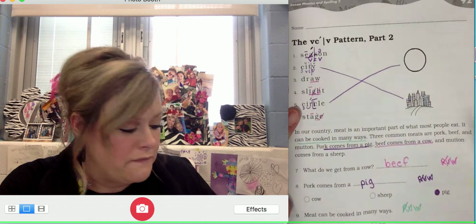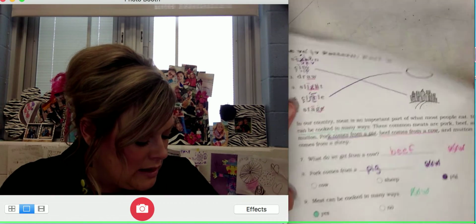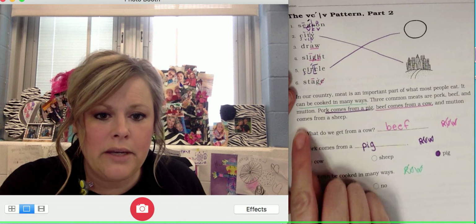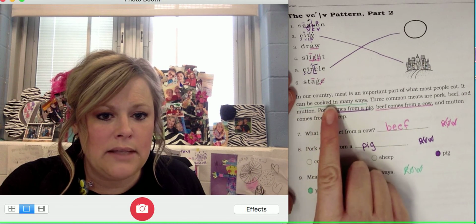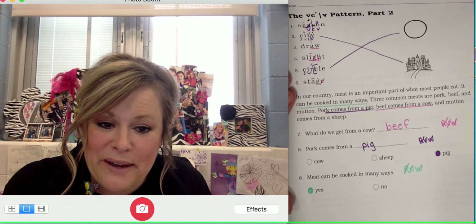This was a pretty straightforward one. Way better questions than yesterday. And number 9, meat can cook in many ways. Well, right here in green, it can be cooked in many ways. So yes, I hope you got all those correct answers.